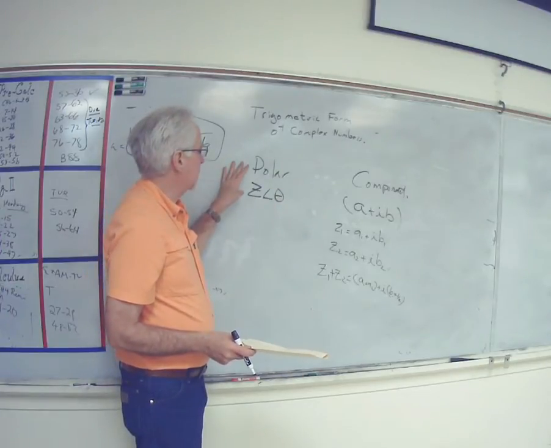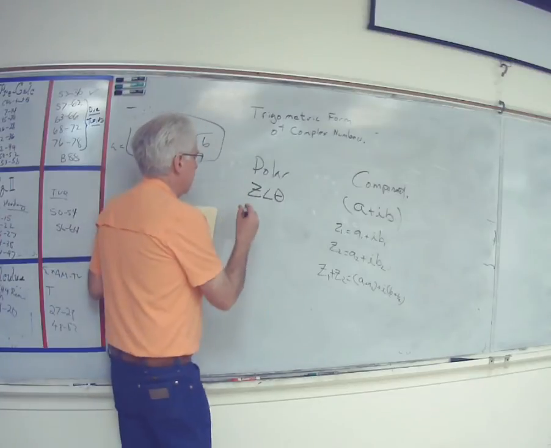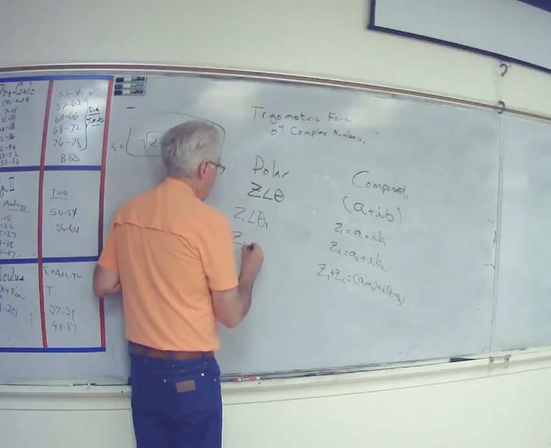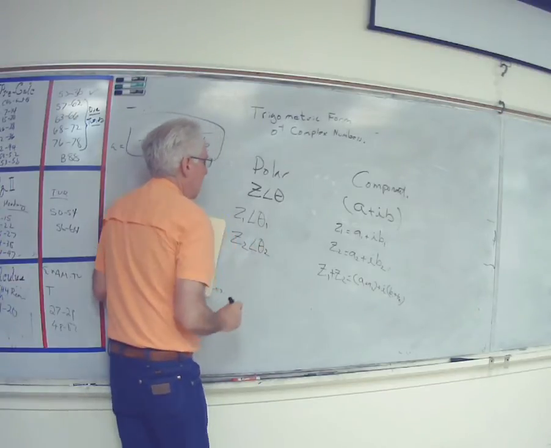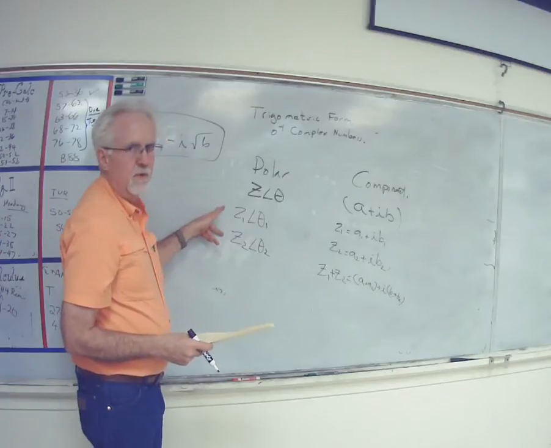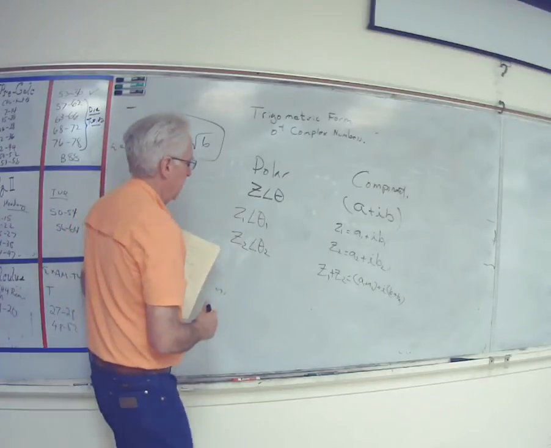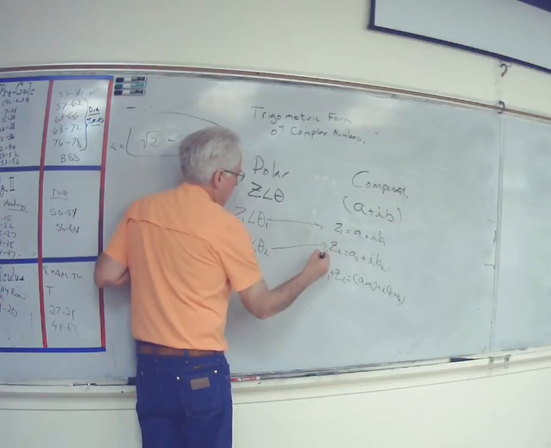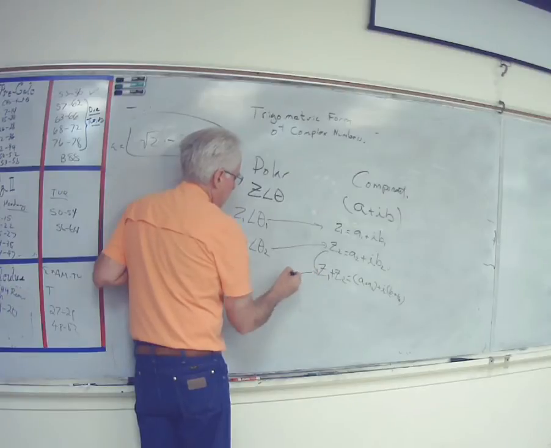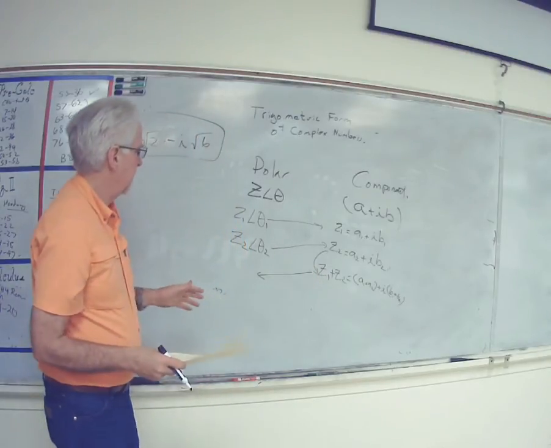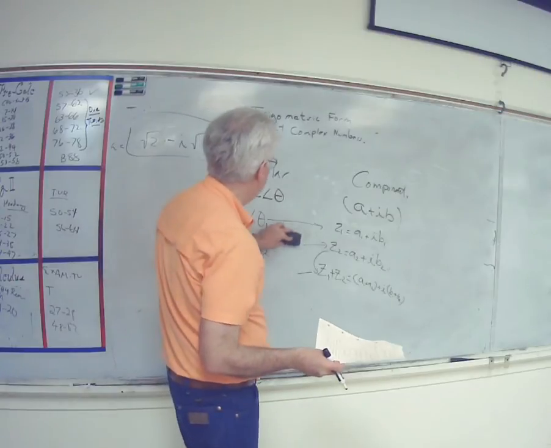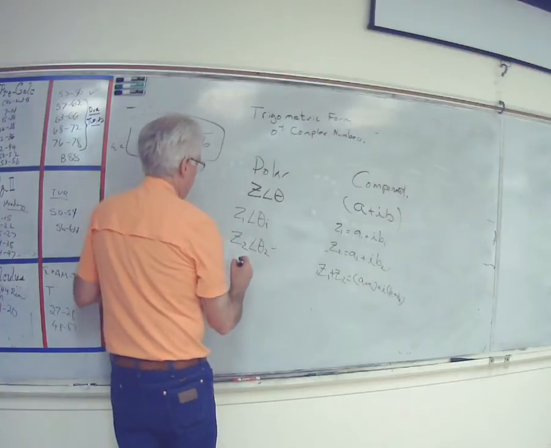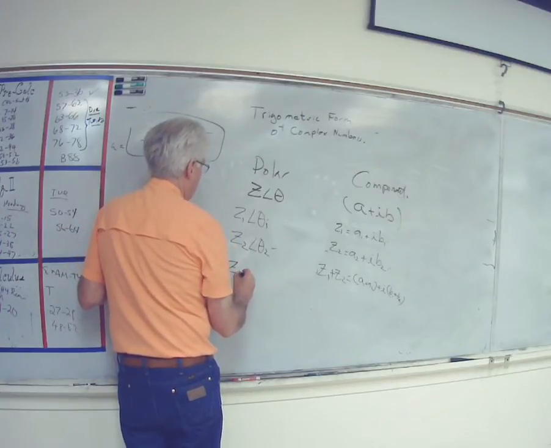You cannot add vectors in polar form. If you're given z1 at an angle of theta 1 and z2 at an angle of theta 2, and you want to add those two, you have to go to component form, add them, and then go back to polar. So adding, you've got to do in component form. But guess what is real easy? It's easy to multiply in polar.